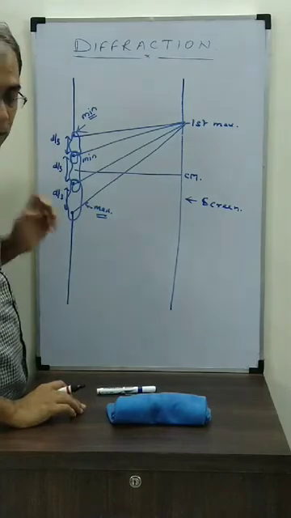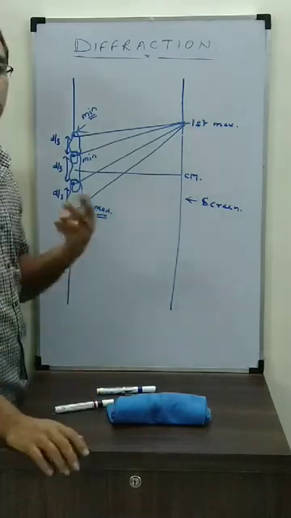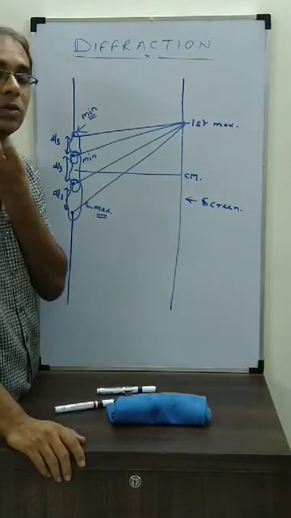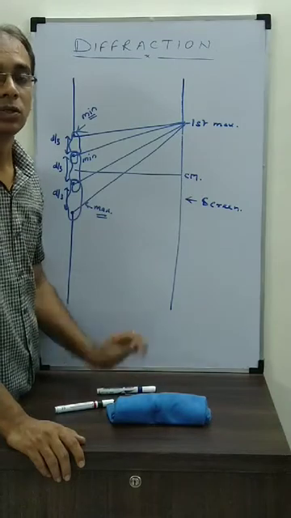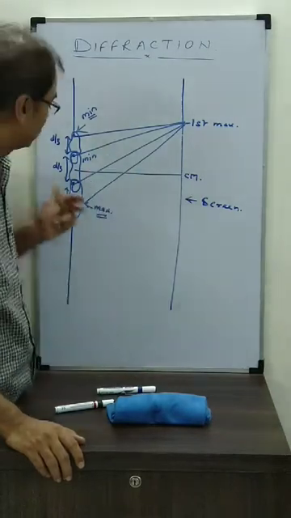Are you able to understand? What are we saying in this one? We divided into 3 zones. 2 zones are producing minima, that means dark, and the third zone is producing some light over there. So you are seeing some brightness. Because of which zones? One zone.